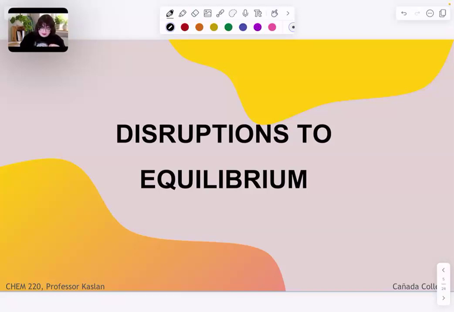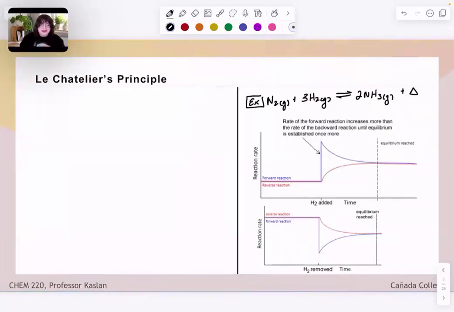So let's talk about disturbances or disruptions to a state of equilibrium. We have this beautiful little guide called Le Chatelier's principle, which makes a statement about systems at equilibrium essentially wanting to maintain equilibrium. So they will do whatever they have to do in order to get back to being in a state of equilibrium. So let's write this.